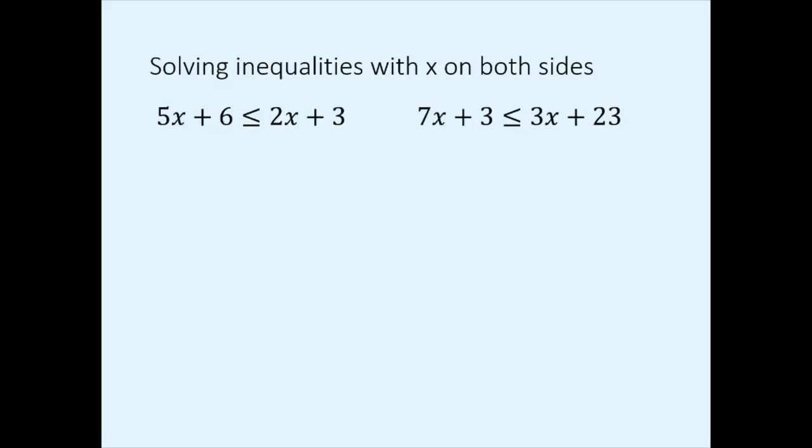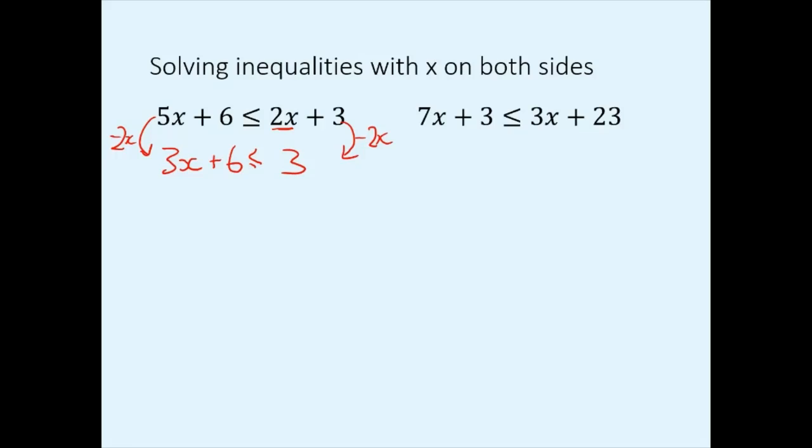With x on both sides, it's the same as normal equations again. So I'm going to look for my smallest value of x first. My smallest value of x is 2x because 2x is smaller than 5x. So I'm going to start by subtracting 2x from both sides. The reason we do this is simply so that we only have x on one side to make it easier to solve. So I get 3x plus 6 is less than or equal to 3.